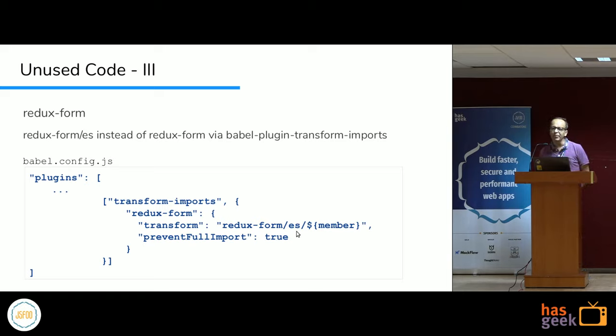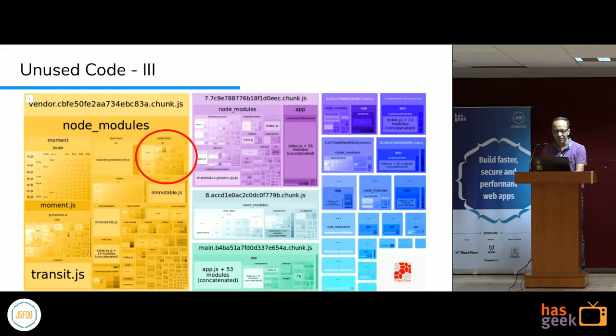Now, rather than going and manually changing all those imports, we decided to use Babel plugin transform imports. What this does is change those imports from just the Redux Form import to the ES equivalent import of it. Of course, you set preventFullImport to true. This makes sure that you're just importing the controls that are used on that particular route or screen. I think this was around 15 to 20 KB gzip reduction.